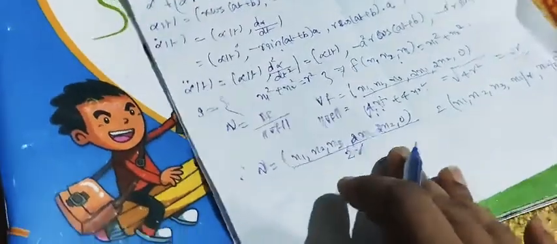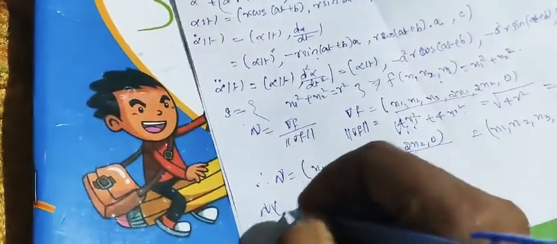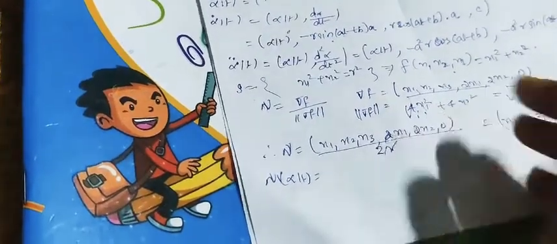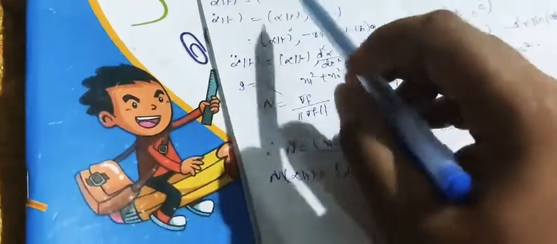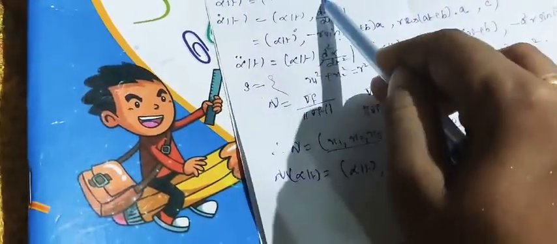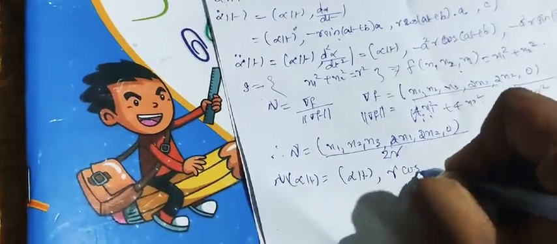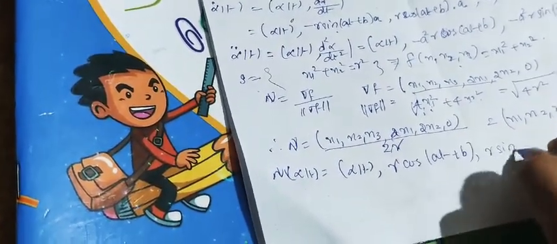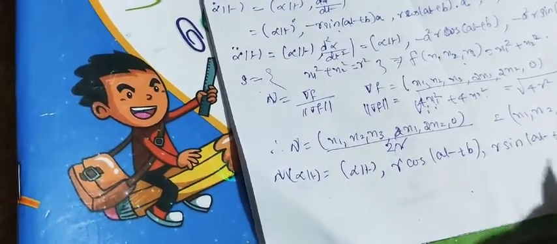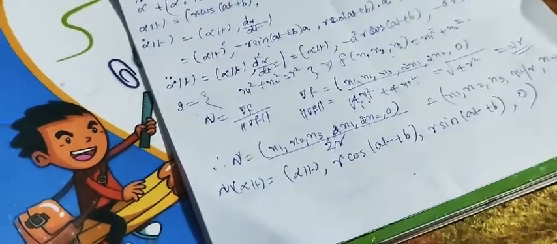And we have to find N of alpha of t. N composition alpha is N of alpha of t. That means N of alpha of t is alpha of t, comma, where x1 in alpha is this one and x2 is this one. That is alpha of t, comma r cos of at plus b, r sin of at plus b, 0. So this is N of alpha of t.